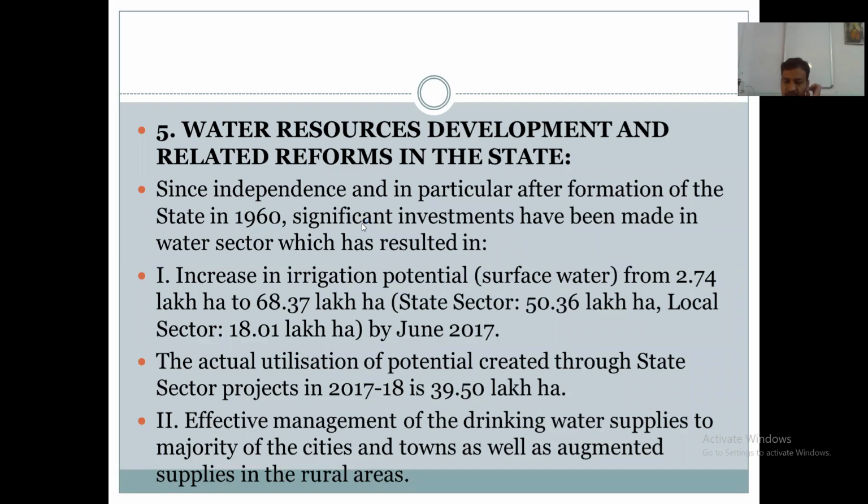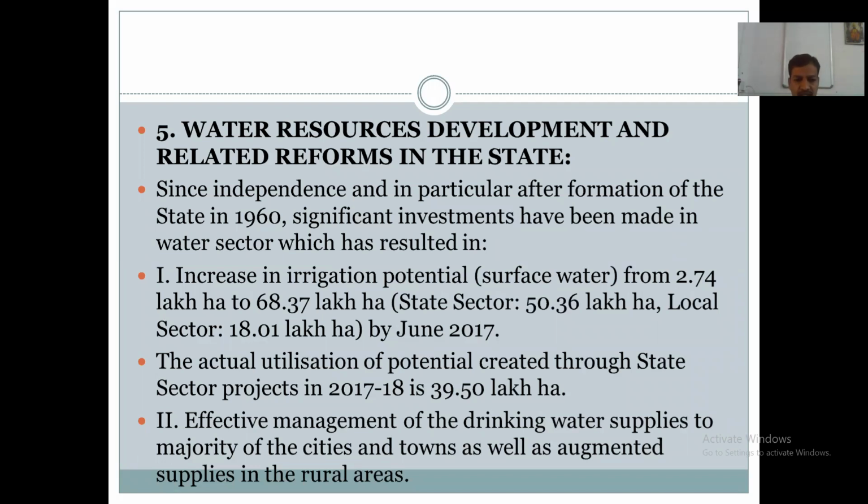Now, how water resource development has happened in this water sector, how reforms have been made. After independence, and after the formation of the state in the year 1960, huge investments have been made in this water sector.